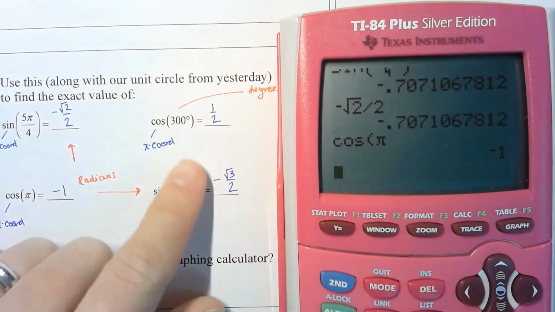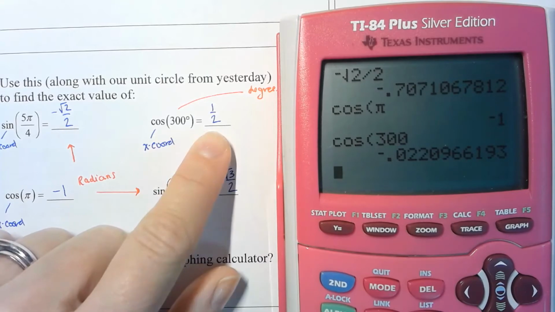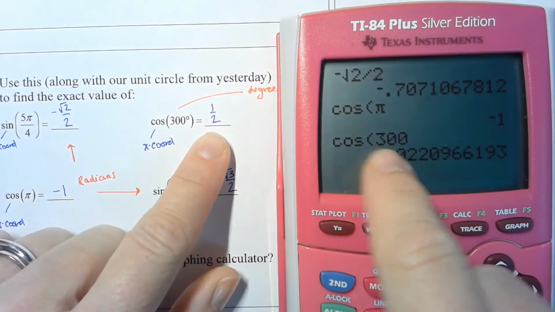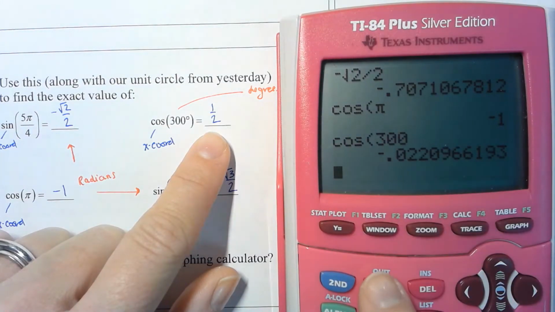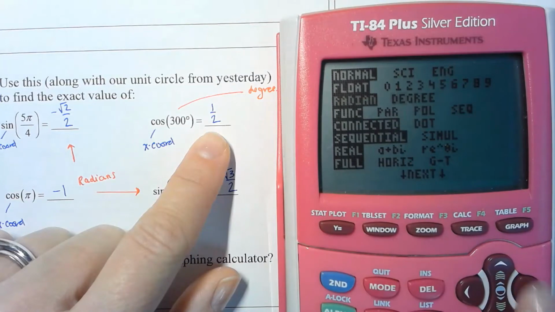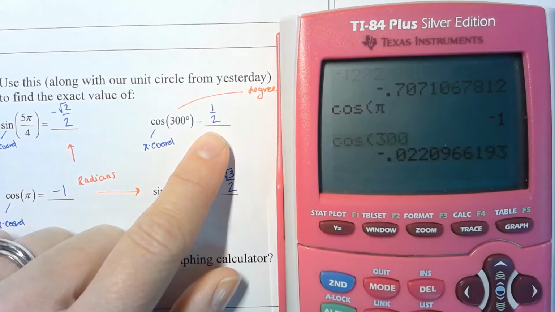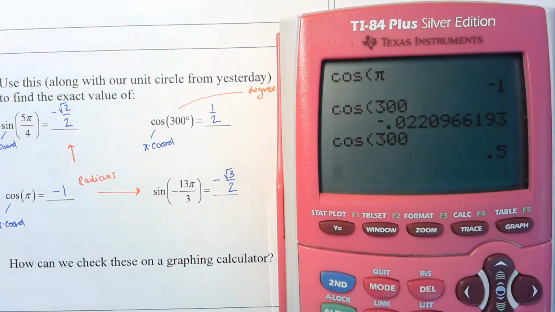So I hit cosine, get my pi in there, and it spits out, perfect, negative 1. Now if I want to check this one, if I type in the cosine of 300, this is not 1/2. My calculator is in radians, and it's thinking I'm asking about 300 radians. So first thing I need to do is go to mode, and I need to go change it to degrees. So I hit enter so that now degrees is highlighted. And now when I ask it to do the cosine of 300, it knows the answer is 1/2.